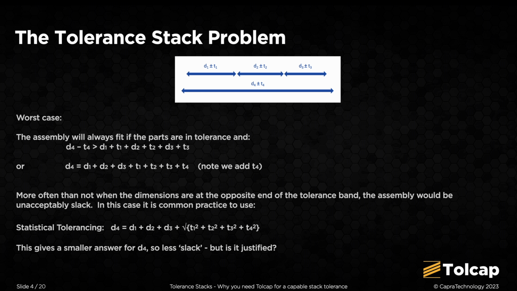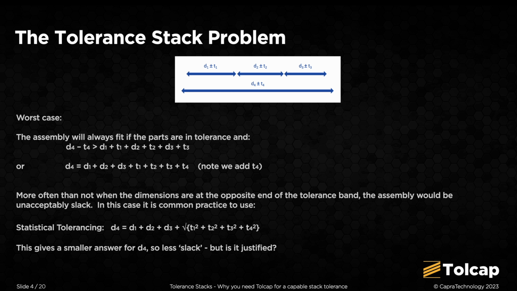Well, we always start with the worst case analysis, don't we? The assembly will always fit if the parts are in tolerance and if D4 minus T4 is greater than D1 plus T1 plus D2 plus T2 plus D3 plus T3. Or rearranging that and taking it to the limit where it will just work, D4 equals D1 plus D2 plus D3 plus T1 plus T2 plus T3 plus T4. Note we add T4, now it's on this side of the equation.